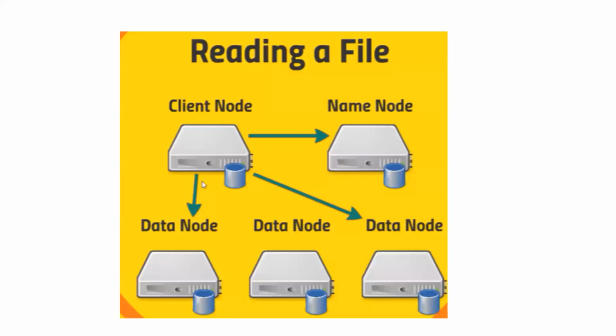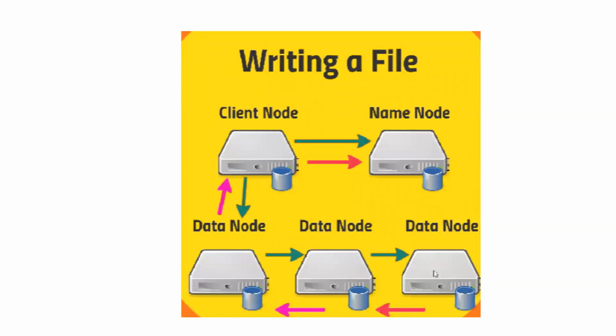Okay, so reading a file: if an external client wants to read a file, it should come and contact the name node. The name node has the metadata information about which data node is storing which data, so it will transfer that information to the client node. Then the client node will search for the data in the particular data nodes. So this is the concept. Writing a file, the same way: the client node takes reference from the name node about where to write the file, writes the file in the data nodes, and updates the same to the name node.